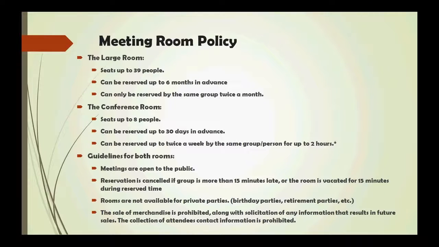Last, I'd like to go over the highlights of our meeting room policy. You should all know where to find a copy of our full meeting room policy on the website now, but here are the main things to know. The large room seats up to 39 people, can be reserved up to 6 months in advance, and is limited to 2 reservations per month per group. The conference room seats up to 8 people, can be reserved up to 30 days in advance, and is limited to 2 reservations per week per group or person.